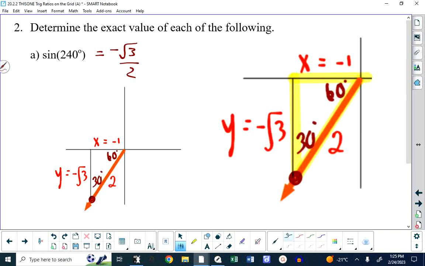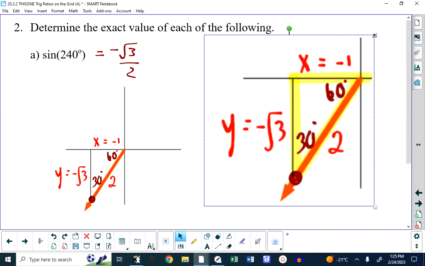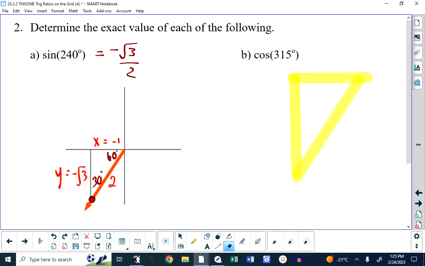Do me a favor, please. Take your calculator. Put your calculator in degree mode. Well, it should be already. Take the sine of 240 degrees. Now take your calculator and figure out what negative square root 3, close brackets, divided by 2 is. It's the same number. How many of you, when you did sine of 240 and you saw negative 0.866, knew it was negative root 3 over 2? Because you've seen that number before, right? Okay, so what about cos of 315?